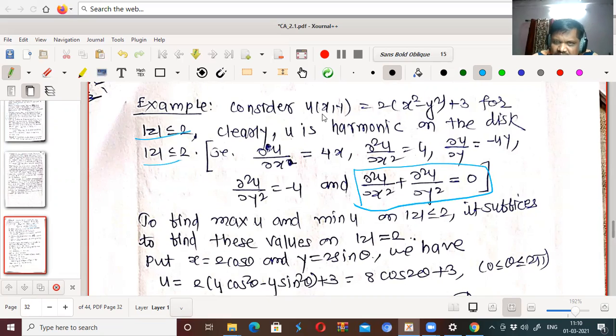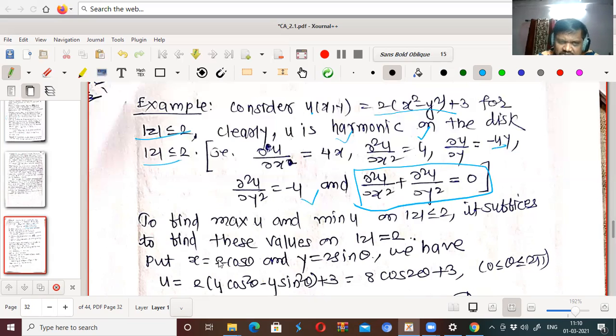So what about u here? Is it a real valued function? Yes, it is a real valued function. It is harmonic. It is non-constant. Why harmonic? First derivative with respect to x, we get 4x. Second derivative with respect to x, we get 4. First derivative with respect to y, minus 4y. Second derivative with respect to y, minus 4. And their addition is 0.